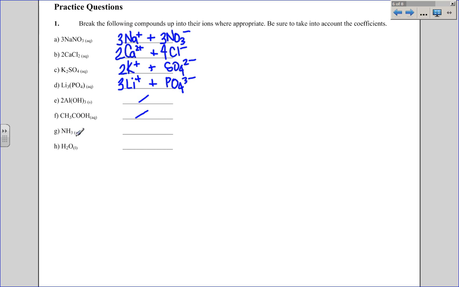NH3 is a gas. This is another substance that will not break up into any ions when in solution. As well, H2O as a liquid. It's a pure substance, and it won't dissociate into any ions for these purposes. So the substances that you're going to break up are going to be soluble salts, and if you have a strong acid or a strong base, those will dissociate. Anything else will stay together as a molecule.